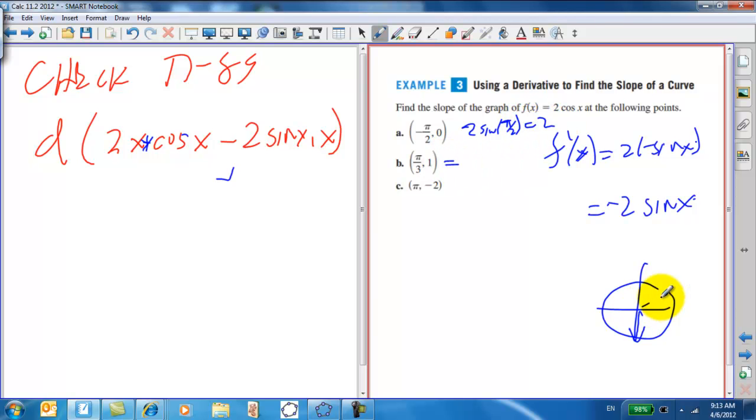For pi over 3, the sine of pi over 3 is square root of 3 over 2, but we're multiplying by negative 2, so we get negative square root of 3. And for pi, the sine of pi is 0, so you just get 0 for that.